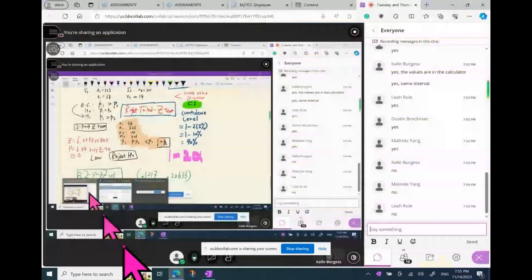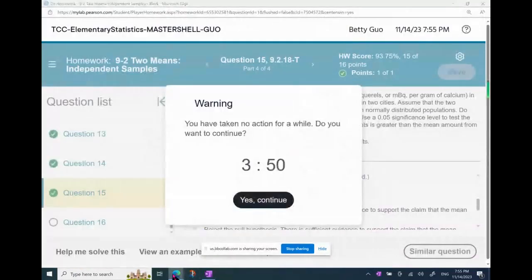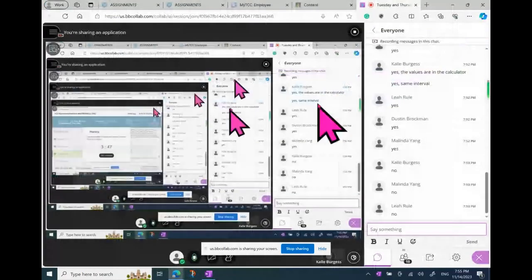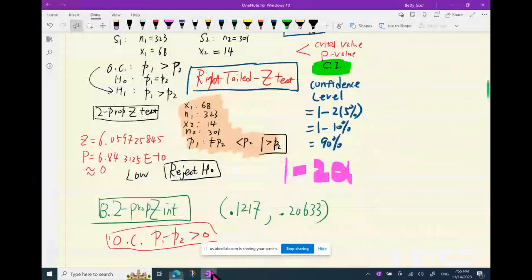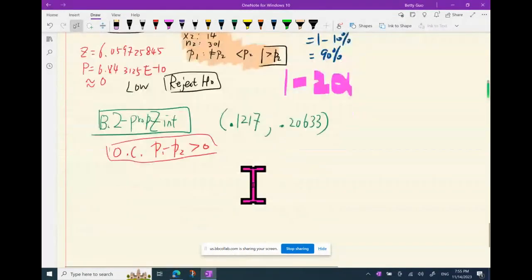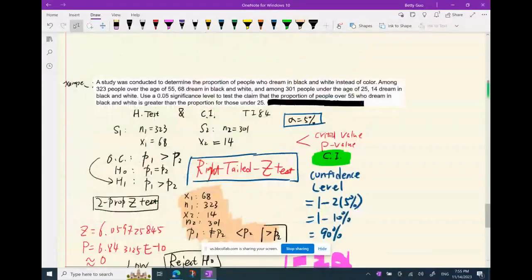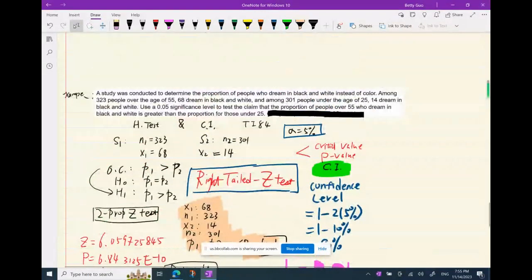I'm trying to find the original problem because I think I lost it. Well, this is the interval. So you can interpret the result as we have sufficient evidence to support the original claim because it does not include a zero. So we reject null. All right. So this is a good question, and for this question, we applied all the three methods.